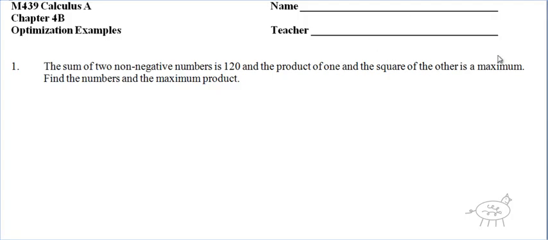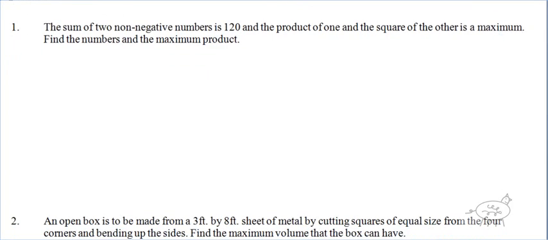All right, so first problem: the sum of two non-negative numbers is 120, and the product of one and the square of the other is a maximum. Different things we're looking for, here a maximum, so when we do our interval testing, we're looking for a maximum. It says find the numbers and the maximum product. So the sum of two non-negative numbers: x plus y is equal to 120.